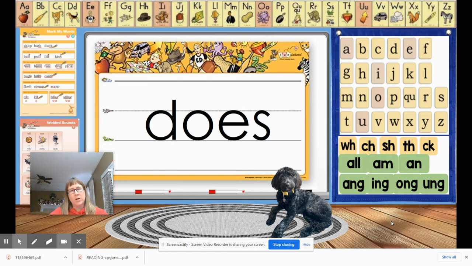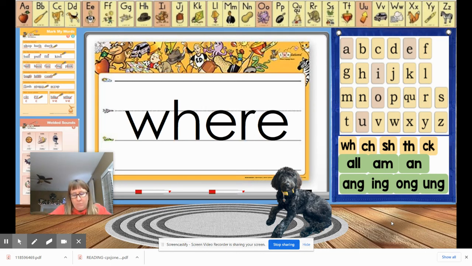The next trick word is where. That sounds like a question word to me. Where? Everybody say it. Where? Say the letter names, write it, and give me a thumbs up when you're done. Let's check and see how you spelled where. W-H-E-R-E.